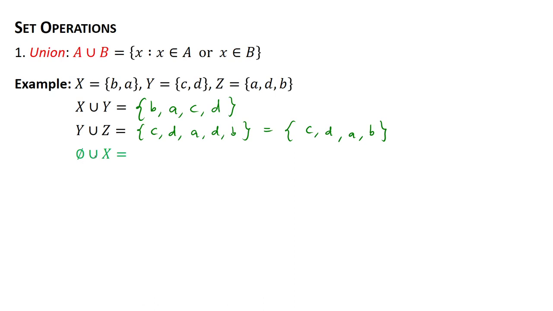Ano ang mangyayari when you get the union of a set, in this case X is equal to the set containing B and A, pero in reality it can be any set. Ano ang mangyayari pag in-intersect mo ang any set with the null set? Okay, and that will appear on the quiz. So, sagutan natin ito, pag-isipan.